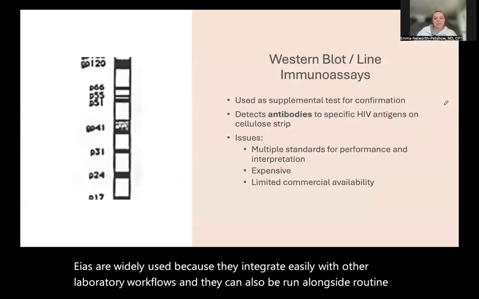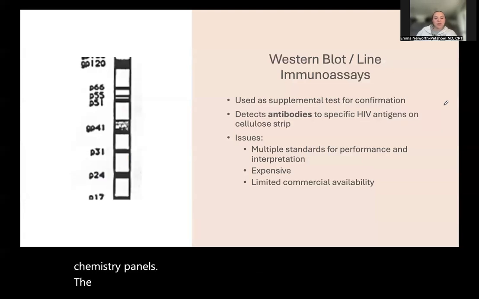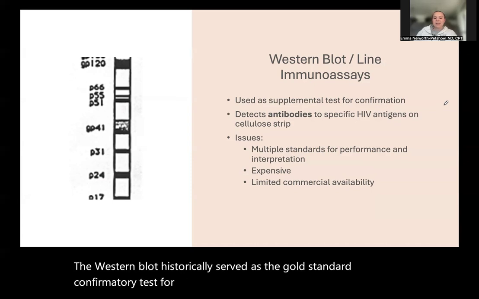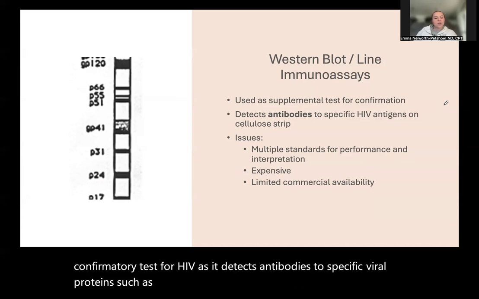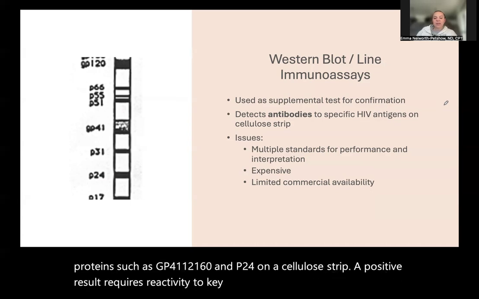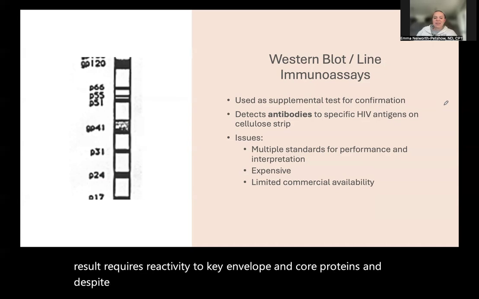The Western blot historically served as the gold standard confirmatory test for HIV, as it detects antibodies to specific viral proteins such as GP41, 120, 160, and P24 on a cellulose strip. A positive result requires reactivity to key envelope and core proteins. And despite its accuracy, the test is costly, lab intensive, and sometimes subjective to interpretation.